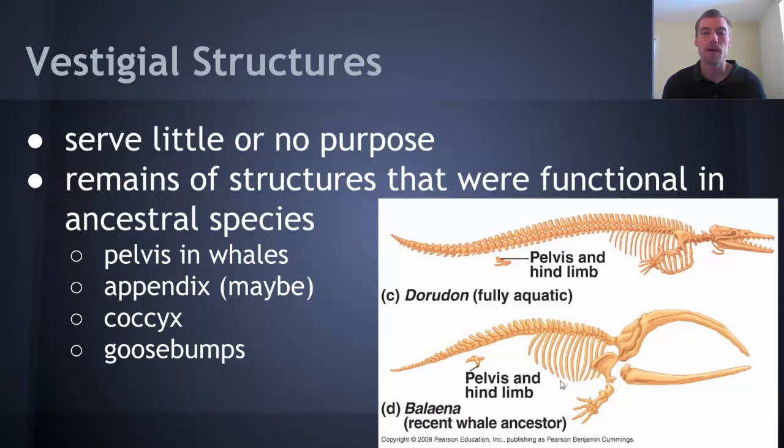they still have a pelvic bone, and you can actually see this in modern whales as well as recent whale ancestors. In humans, we currently have the appendix, which is debatable as to whether or not that's actually a vestigial structure. However, it is certainly on its way to becoming vestigial if it isn't already. We have the coccyx, which is our tailbone. That is actually a vestigial little tail, and there are people who are actually born with little tails.